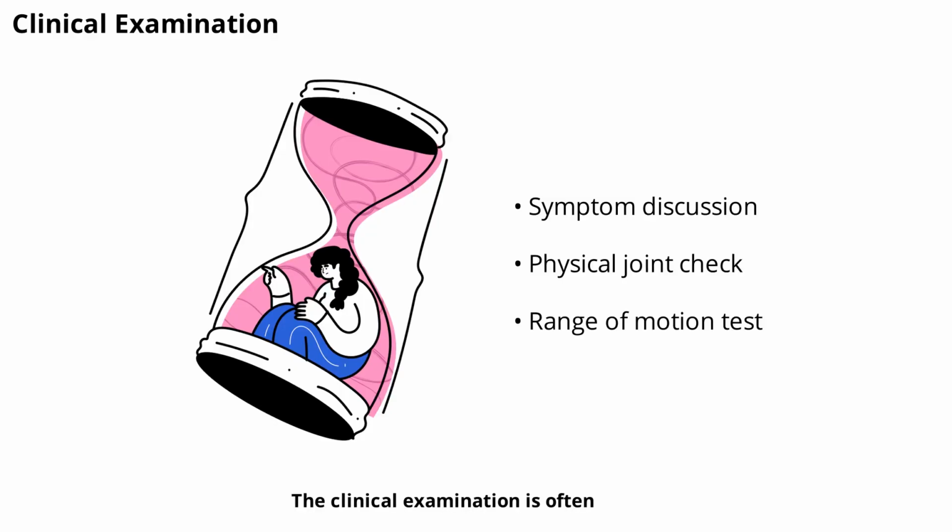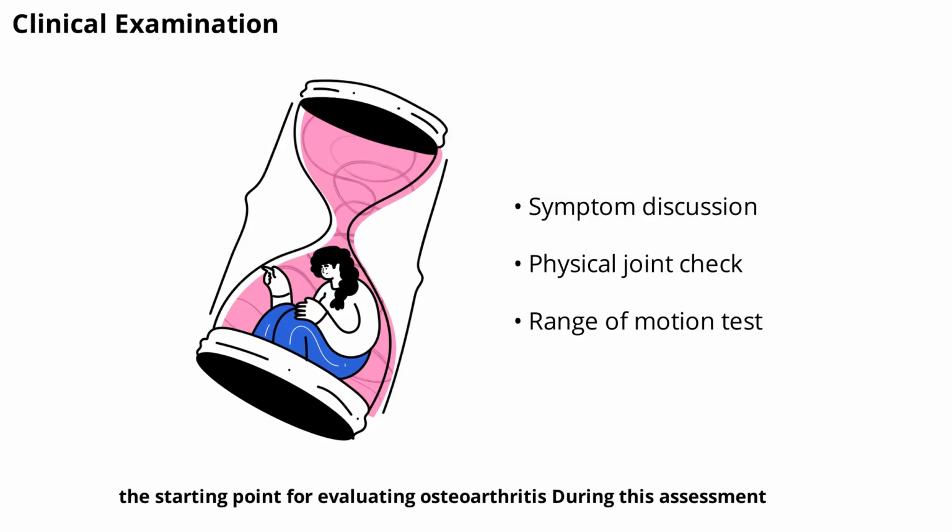Clinical examination is often the starting point for evaluating osteoarthritis. During this assessment, a doctor will ask about your symptoms such as pain, stiffness, and swelling. They'll also review your medical history and perform a physical exam, checking for tenderness, joint deformities, and range of motion. This hands-on approach helps the doctor identify which joints are affected and how severe the condition might be. Clinical examination is a fundamental step before moving on to more specialized tests.